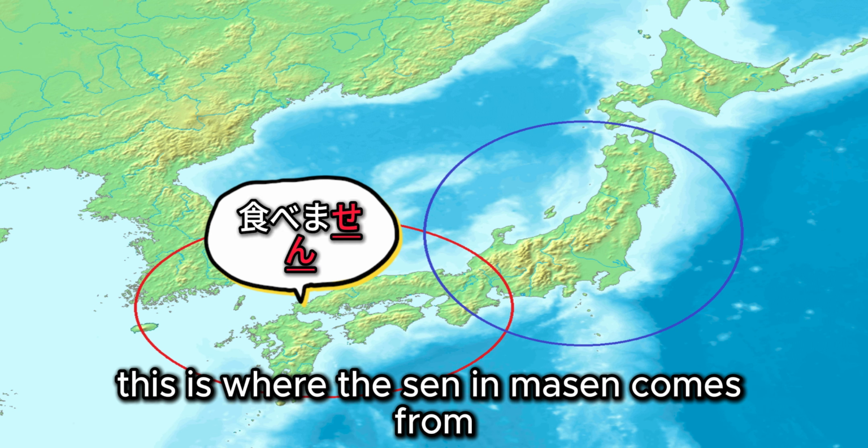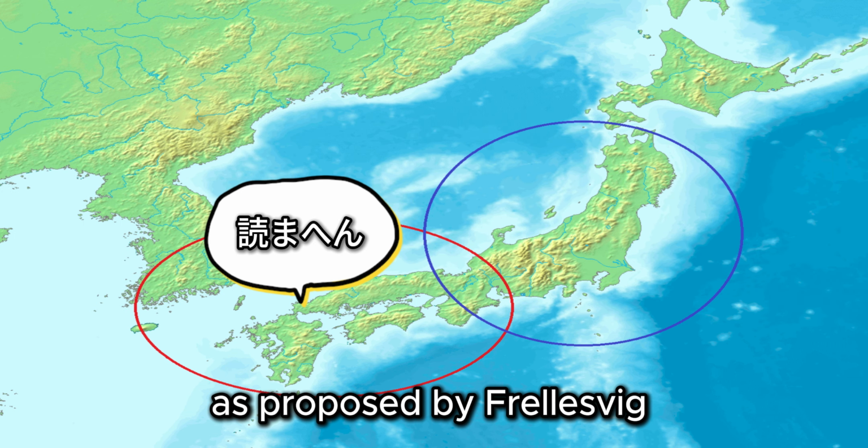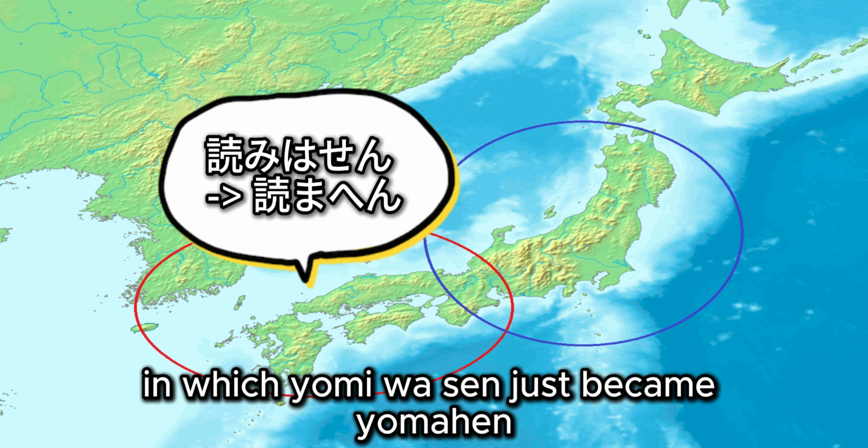Specifically, let's take the sen in tabemasen. It's from that sound change. This sen sound has now morphed into a hen, as proposed by Feathersfig. Let's take yomahen, which means to not read. It derived from yomiwasen. Eventually, a sound shift occurred in which yomiwasen just became yomahen.